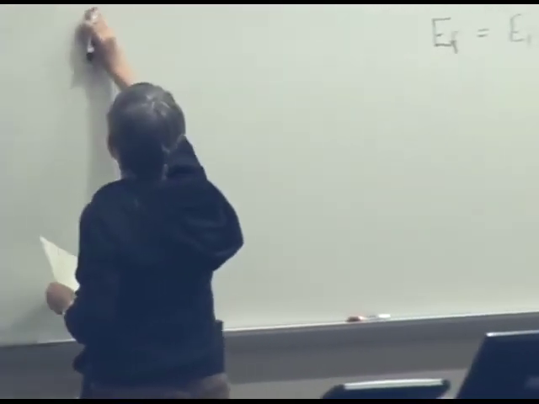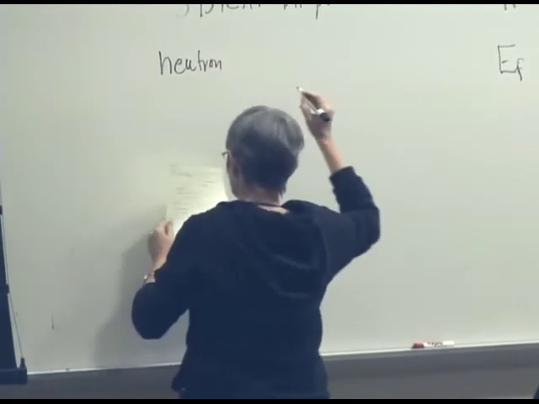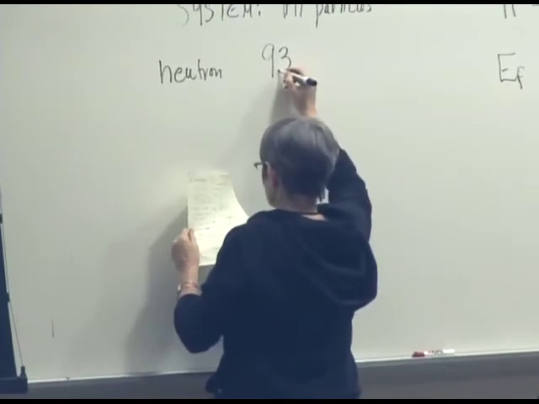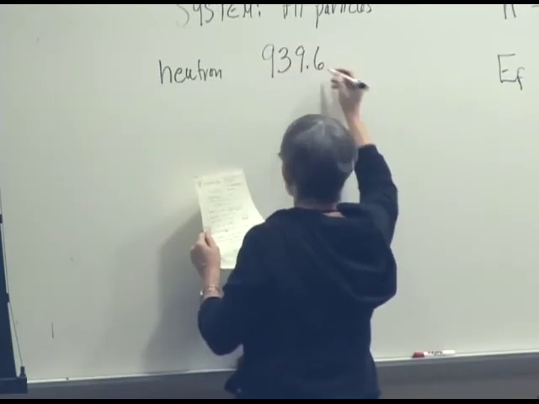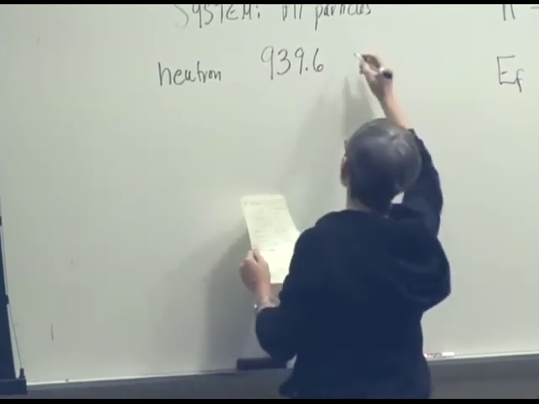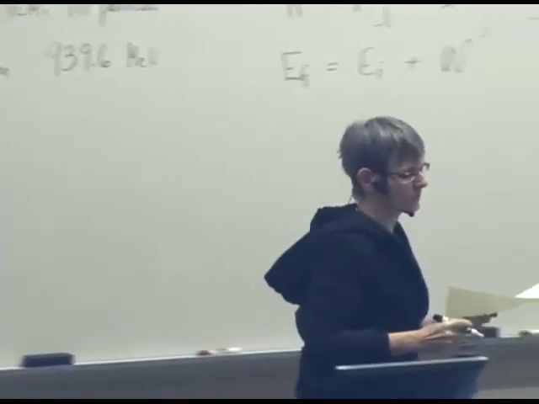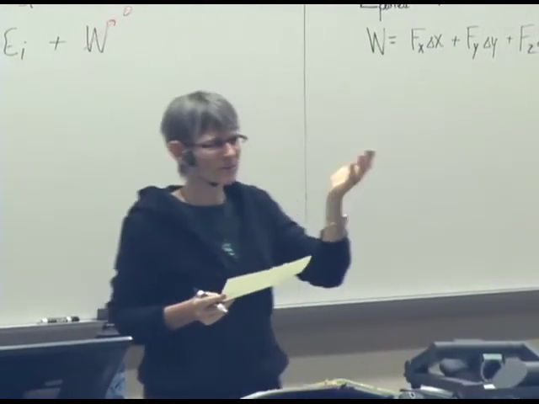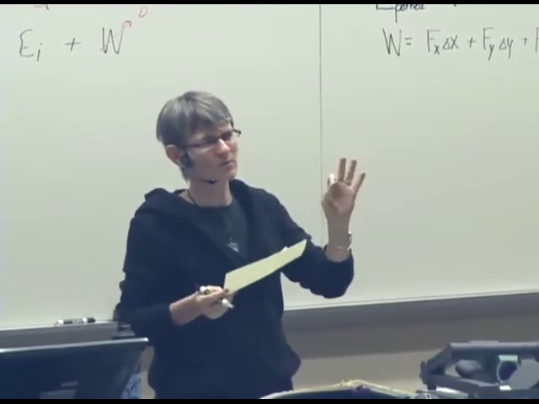So the rest energy of a neutron is 939.6 million electron volts. What the heck is an electron volt? Well, a neutron is small, so if you work out mc squared for something that has a mass of 10 to the minus 27 kilograms, it's a small number.